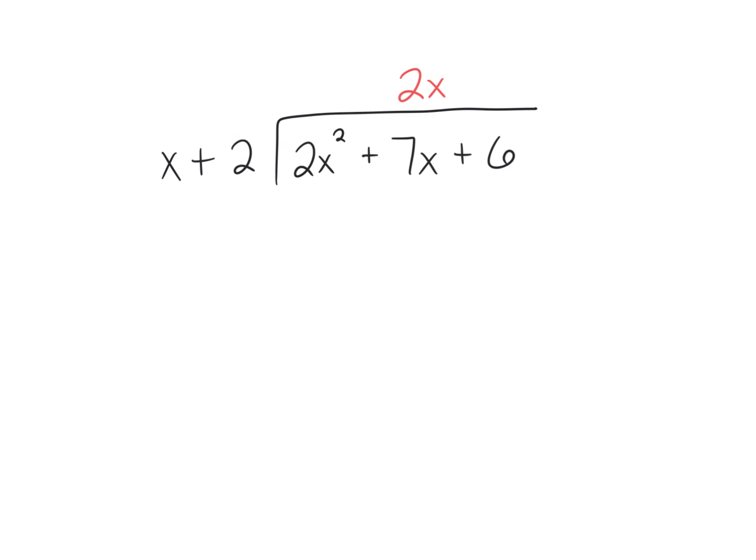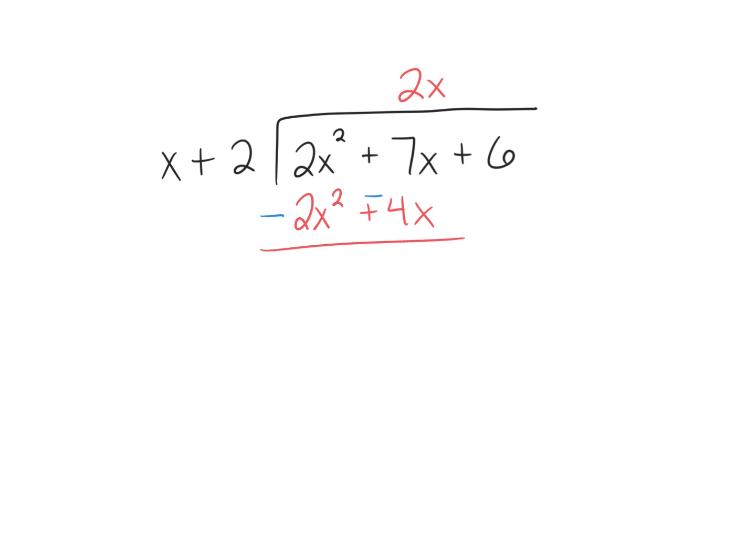What do I do with 2x now? 2x times x is 2x squared. And then, wait, we're not done multiplying yet. What do I multiply by next? 2x times 2 is 4x. Now I can subtract, take that subtraction sign into the whole thing.